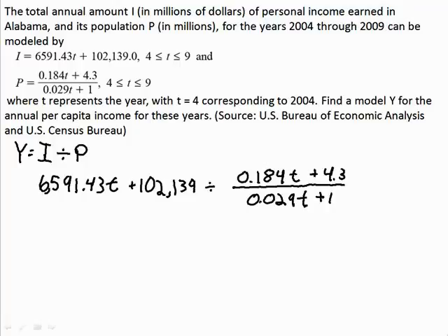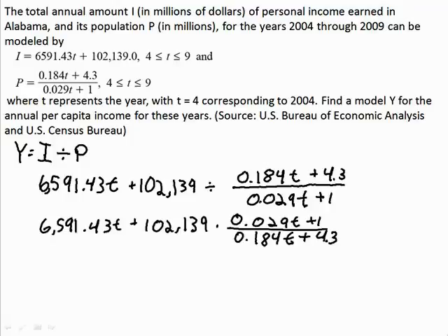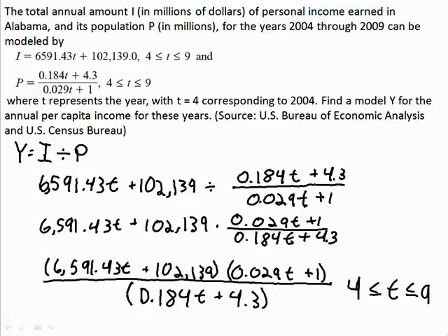When dividing by a fraction, inverse the divisor and multiply. 6,591.43 T plus 102,139, times 0.029 T plus 1, divided by 0.184 T plus 4.3. Multiply the numerators and denominators. You are left with the quantity 6,591.43 T plus 102,139, times the quantity 0.029 T plus 1, divided by 0.184 T plus 4.3, where 4 is less than or equal to T, and T is less than or equal to 9.